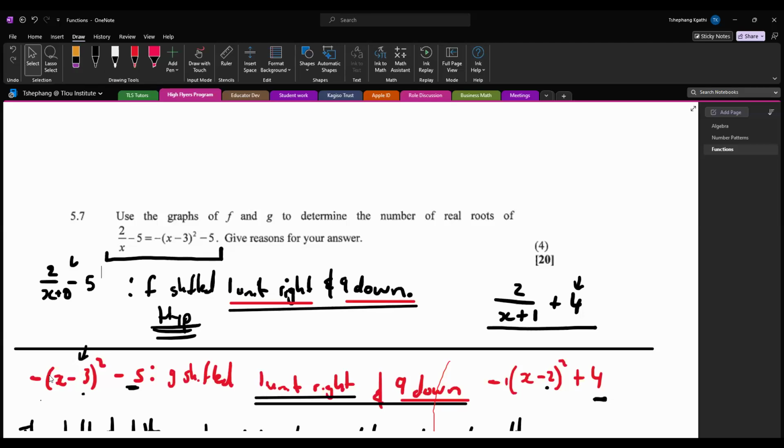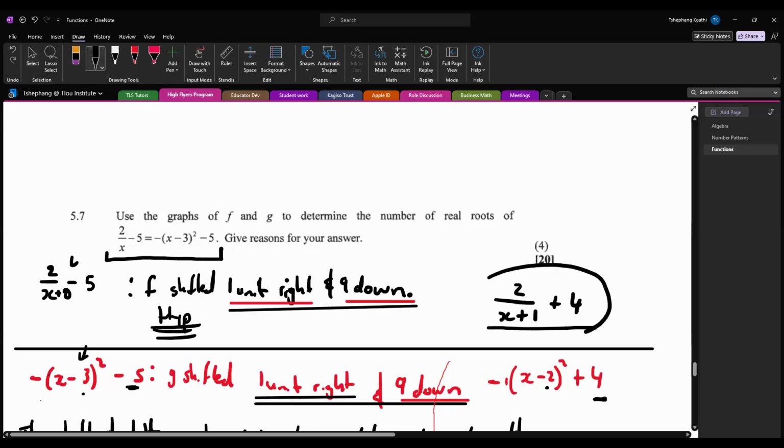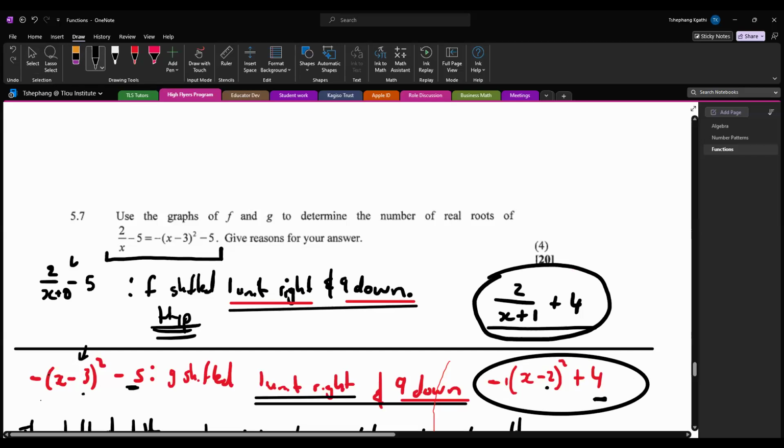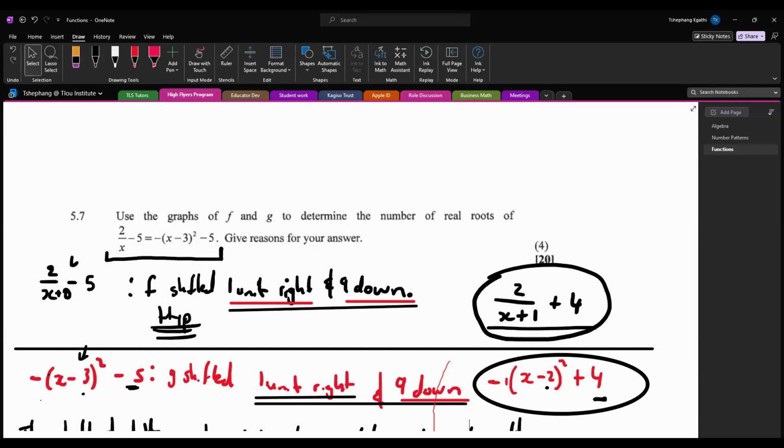So here are the originals. So here's one, and then here is the other one. 2 over x plus 1 plus 4. And then, okay, so let me try this. Just, guys, please be patient. We're going to try something here.